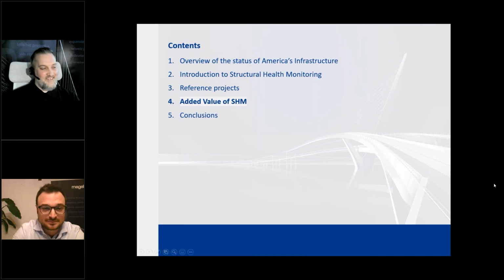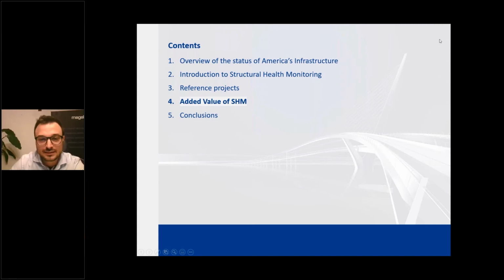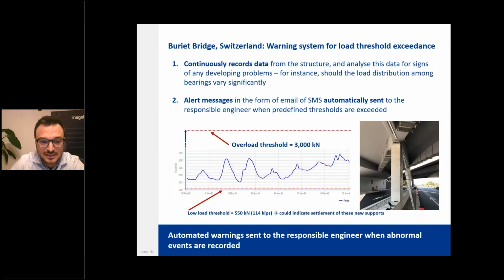Thanks, Daniel. We can talk now in this last part of the presentation about the benefits and added values of a monitoring system on a bridge. And we want to do it presenting some key projects that mageba delivered in the last few years. The first example is a bridge in Bouriette, in the east part of Switzerland. Here, the added value is that the monitoring system controls the structural forces on the bridge and provides an automated warning to the owners and to the engineers in case something is not as expected.